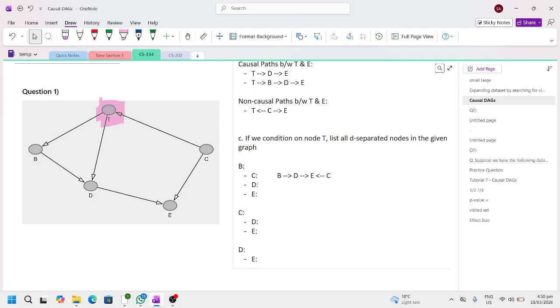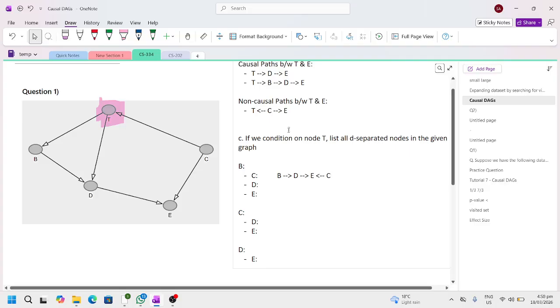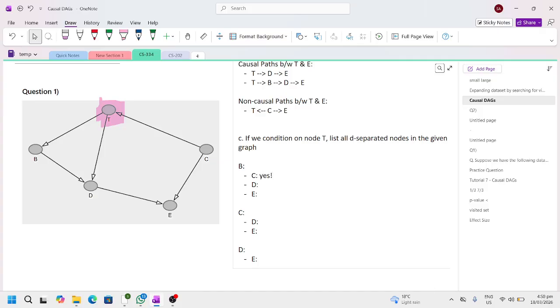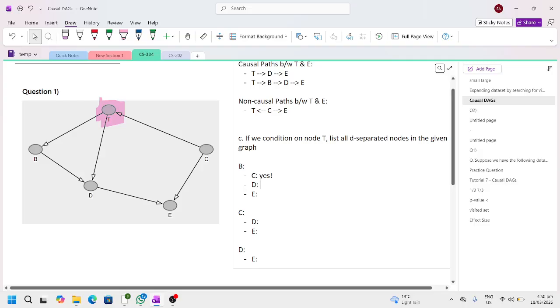This is a collider, so this is blocked. Yeah, perfect, a collider exists in this, so this path is already blocked. So we have checked all the paths between B and C, and all of them were blocked, no path was open between them, which means that B and C are d-separated conditioned on T. Are there any questions so far?